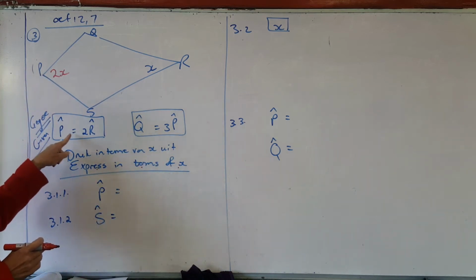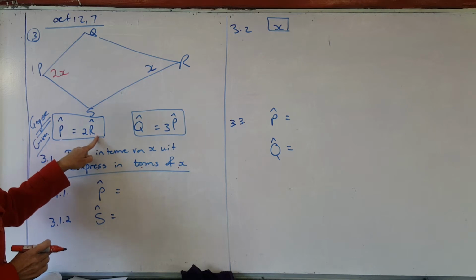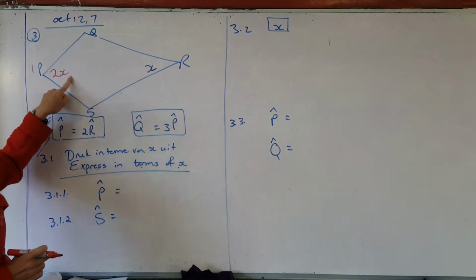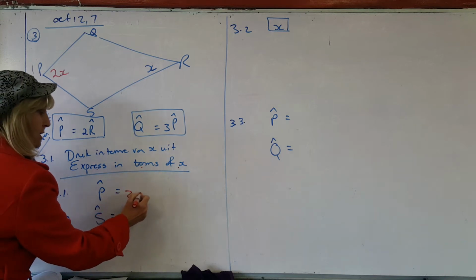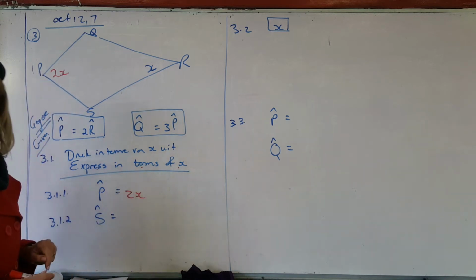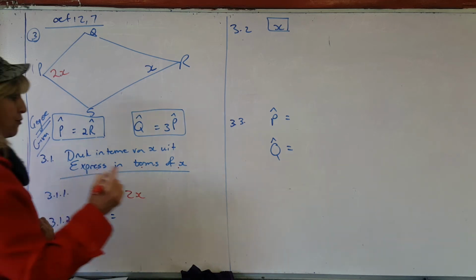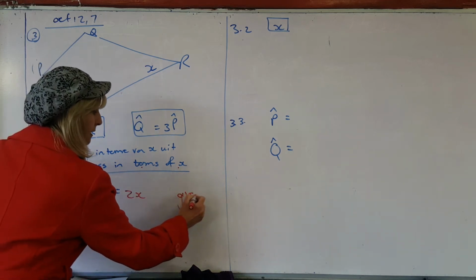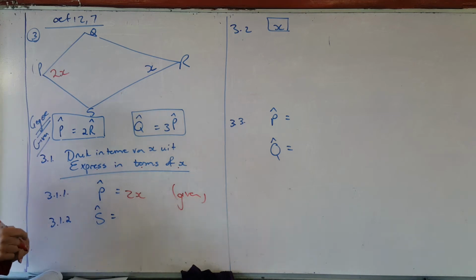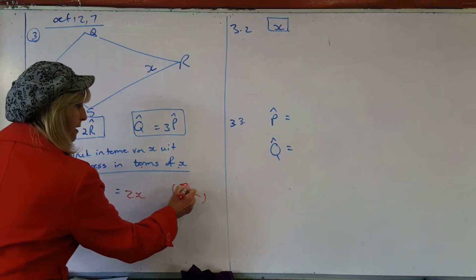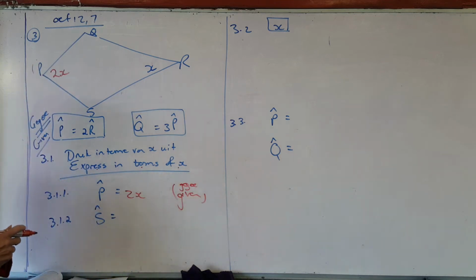And this is what they said. P is twice R. 2 times R. 2 keer x is 2x. So the first question was that. No reason. It's given that P is equal to 2 times R. So if you really want to, you can write given. Dit was gegee dat daai twee gelyk is aan mekaar, so jou rede as jy regtig wil kan jy sê is gegee. En dan dieselfde met S.